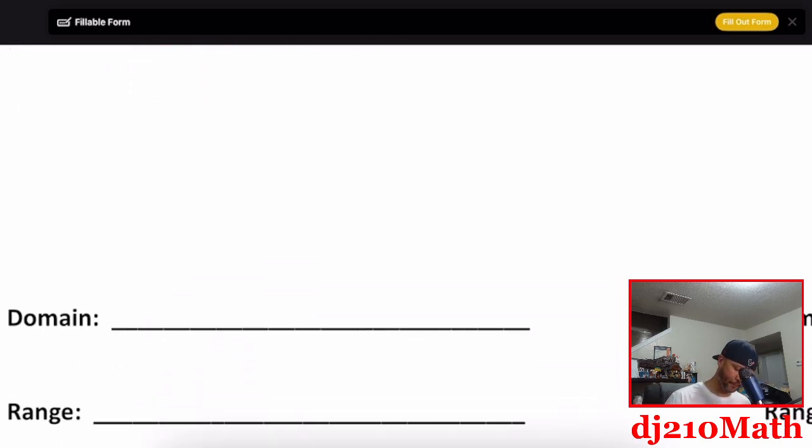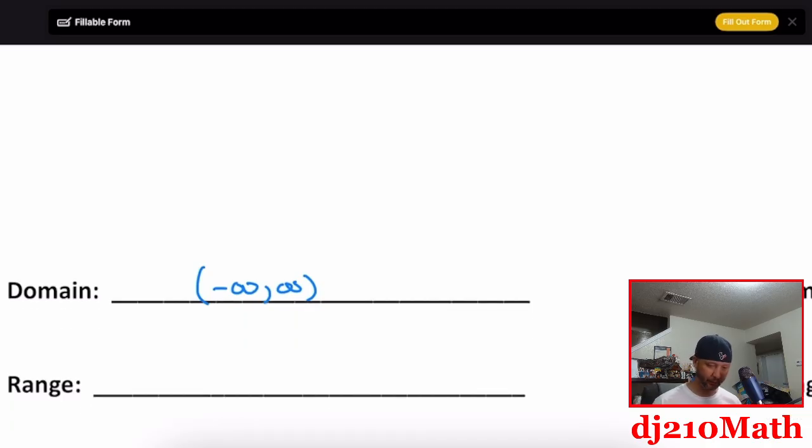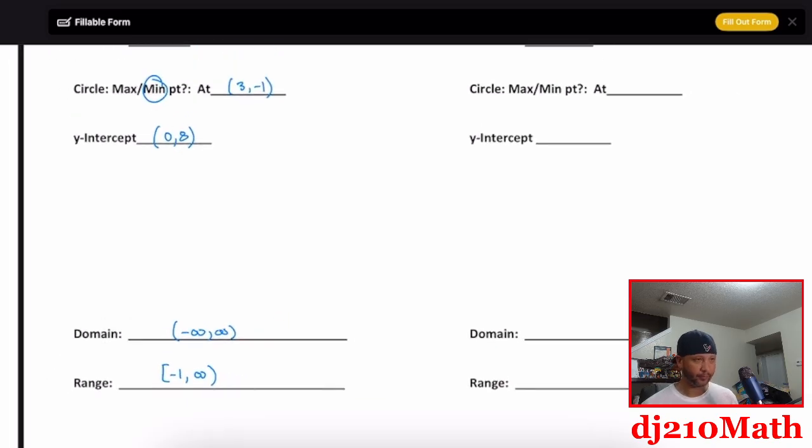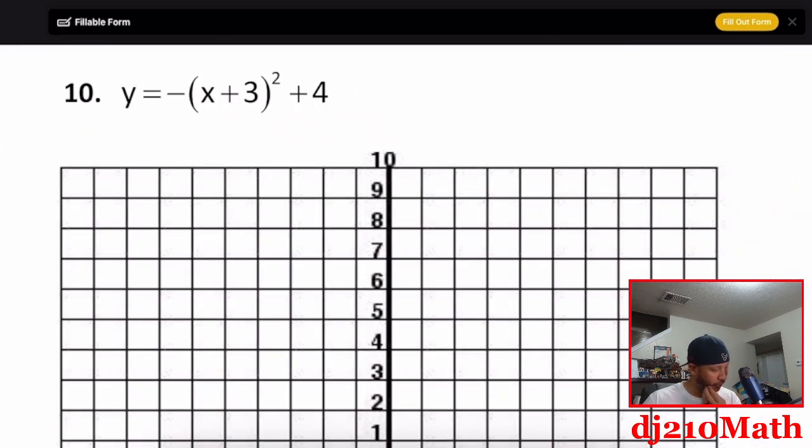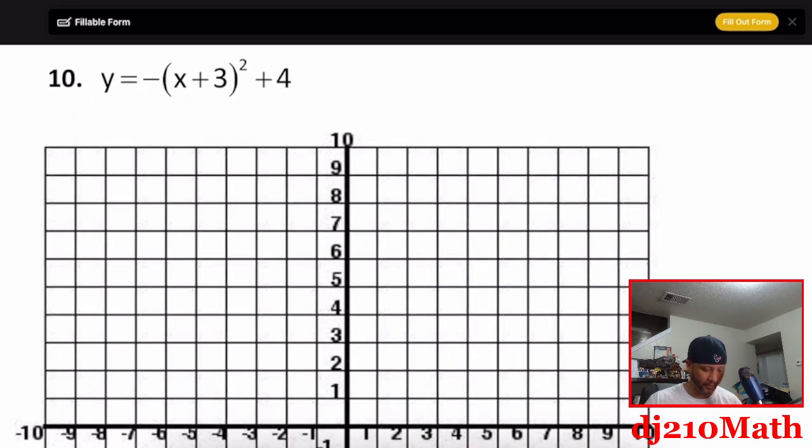Domain, negative infinity to infinity. You guessed it correctly. Good job. And then the range is going to be from the vertex, the y value, towards infinity. So -1 towards infinity. It goes quick, man, right? It really shouldn't take longer. And I'm not rushing, I'm just answering the questions that I know. So this is where you want to be. See if you can pause it and do it as quick.